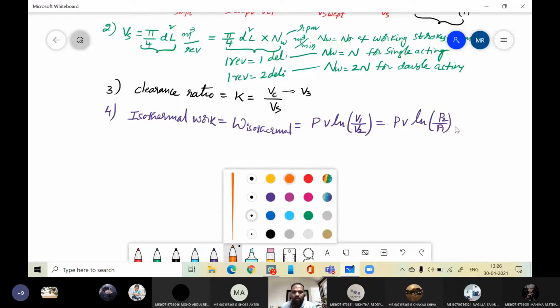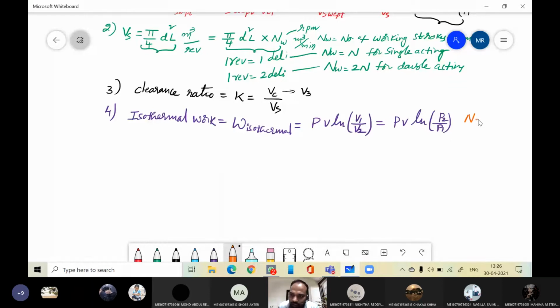Next, if you know isothermal work, we can write isothermal power. So what are the units for work done? Tell me. It may be joules, Newton meter, or kilonewton meter. The units for work done may be either Newton meter or joule, or kilonewton meter or kilojoule, right? So once you know isothermal work, if I require isothermal power, how to calculate?